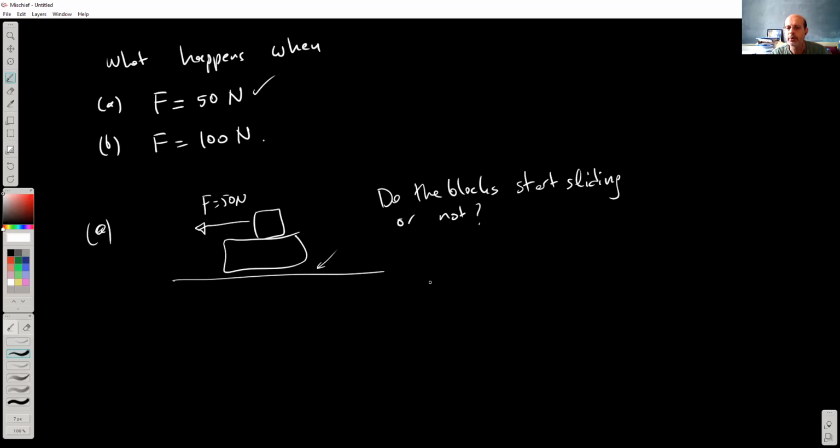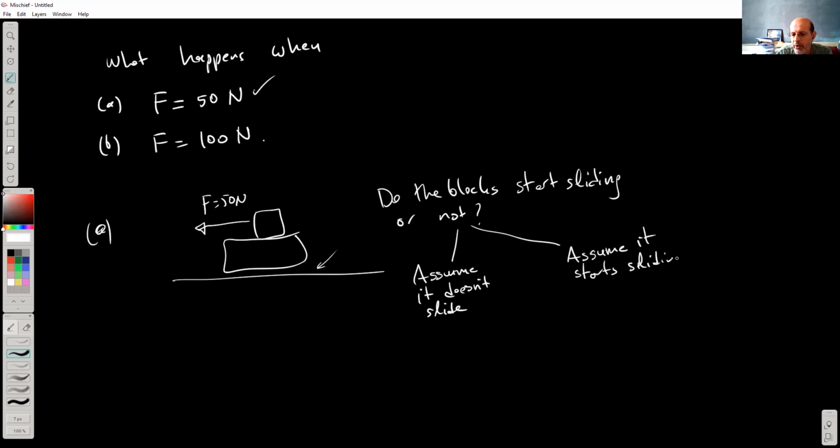And by just looking at this value, we cannot answer it. So as a result, we have to solve the problem. So the only way that we can solve the problem is to actually assume it doesn't slide. You just make this assumption that it doesn't slide and then solve the problem. And if it somehow doesn't satisfy the necessary conditions, then assume that it starts sliding and then solve the problem.